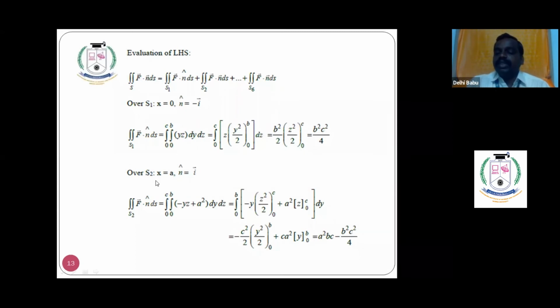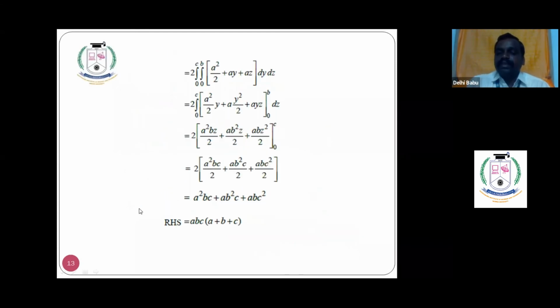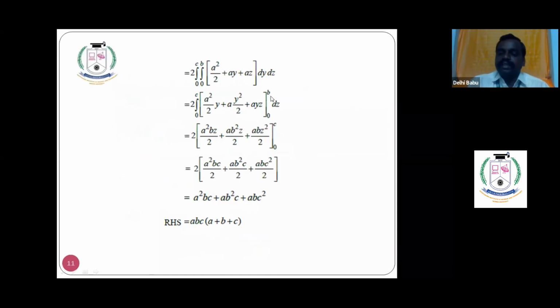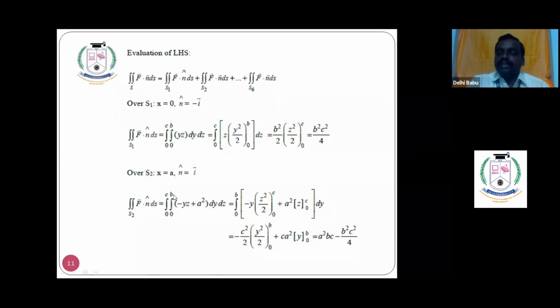And then S2. S2 is nothing but the top. That means x equal to a. So n cap equal to i. F vector is already given in the problem, which is x square minus yz into i plus j plus k. Here n cap I took as i vector. I dot i is only 1. What is i dot j, i dot k? They are 0. So that's why these two terms become 0. So we have x square minus yz only. From this, x equal to a. So a square minus yz into ds, which is dy dz.